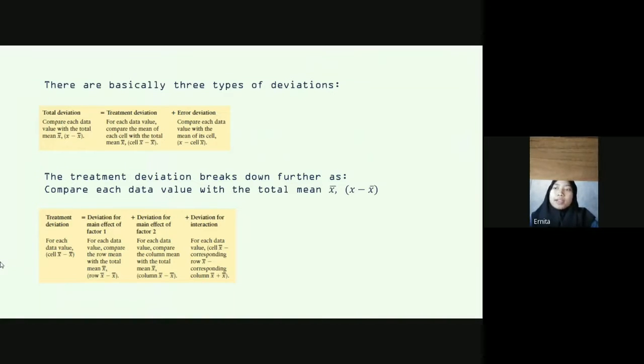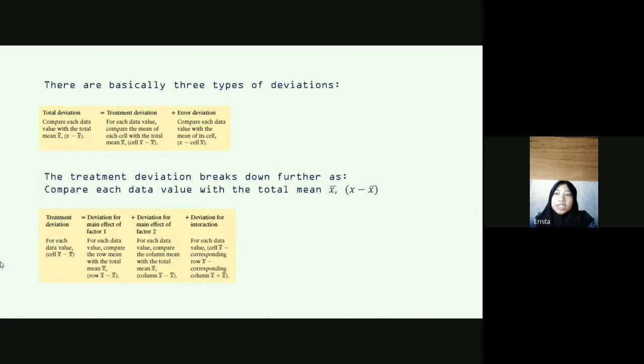Then there are basically three types of deviation. Total deviation equals treatment deviation plus error deviation. Total deviation means comparing each data value with the total mean. Treatment deviation means, for each data value, comparing the mean of each cell with the total mean. Then error deviation compares each data value with the mean of its cell.